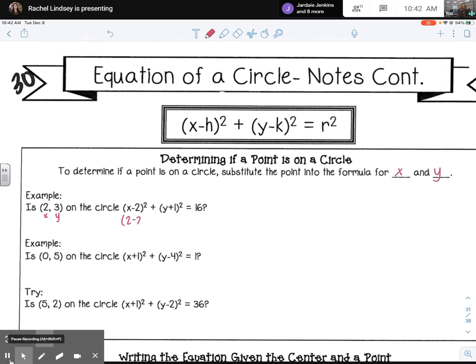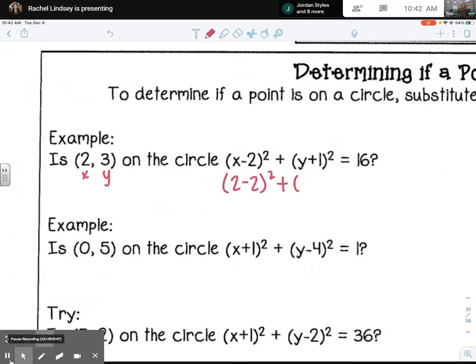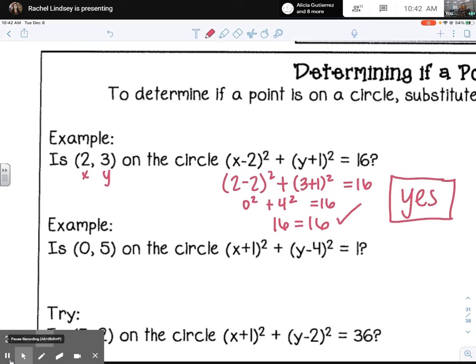So (2 minus 2) squared plus (3 plus 1) squared should equal 16. 2 minus 2 is 0. 3 plus 1 is 4. So what's 0 squared plus 4 squared? 16. Does 16 equal 16? Yes. So that answer would be a yes.